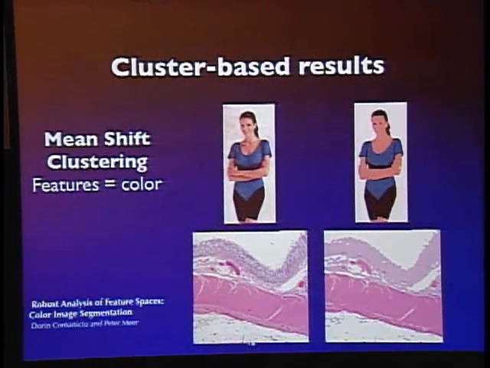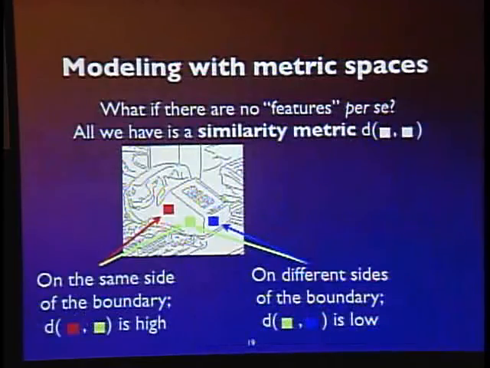Here's another set of results, which I think is fairly straightforward. The bottom one is a medical application where the thing you're looking at, the darker, lower pink thing, is a blood vessel. And so we're segmenting an image of that. Now let's get back to this idea of metric spaces.